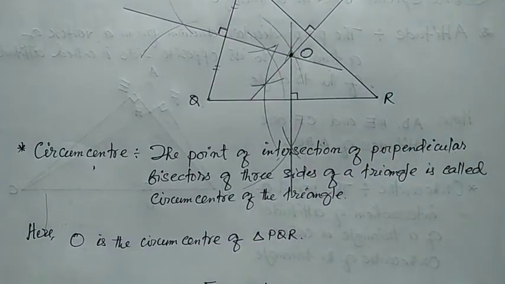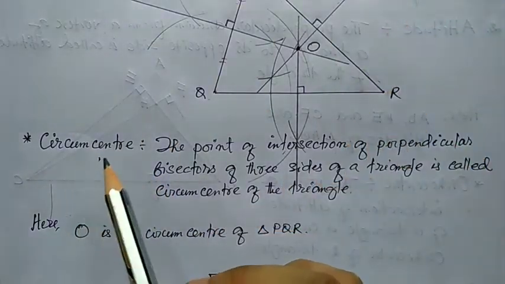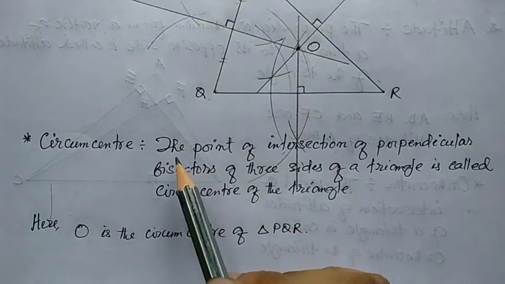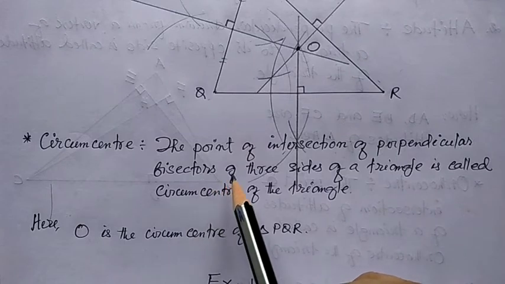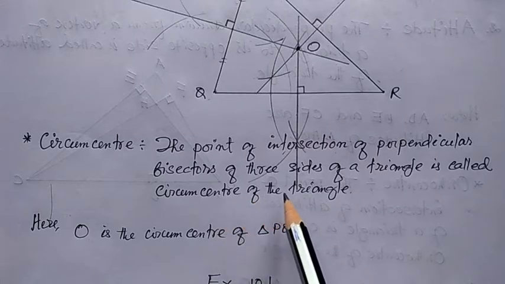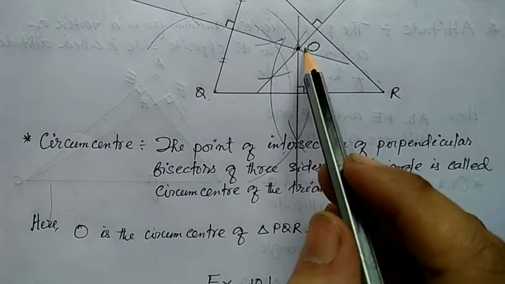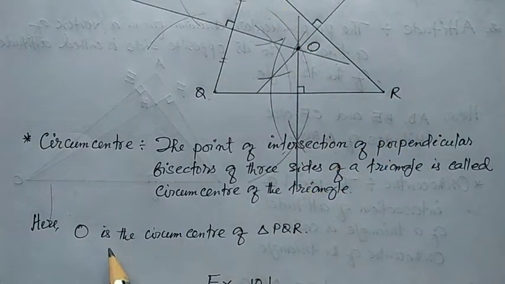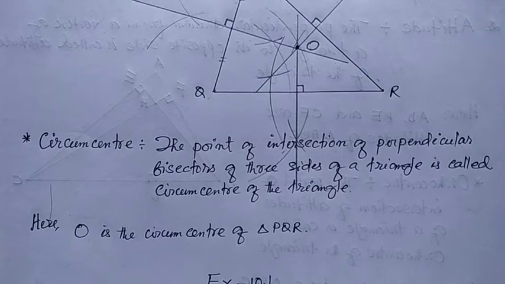So you can see the definition of circumcenter. The point of intersection of the perpendicular bisectors of the three sides of a triangle is called the circumcenter of the triangle. Then here in the figure, O is the circumcenter of triangle PQR. So with this definition, now let's try to do one textbook question.